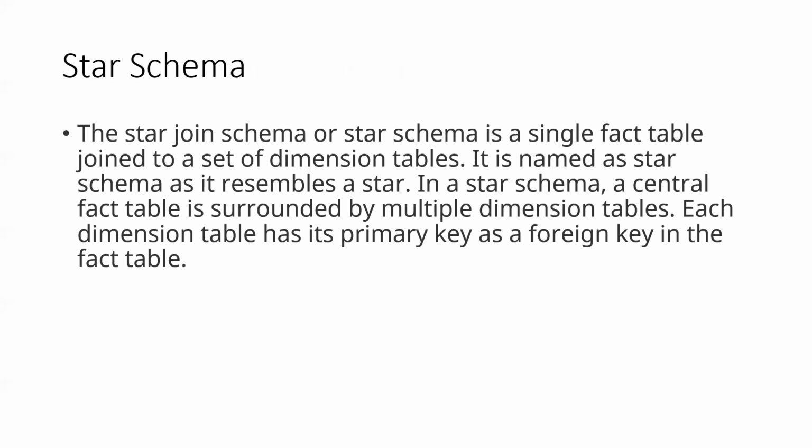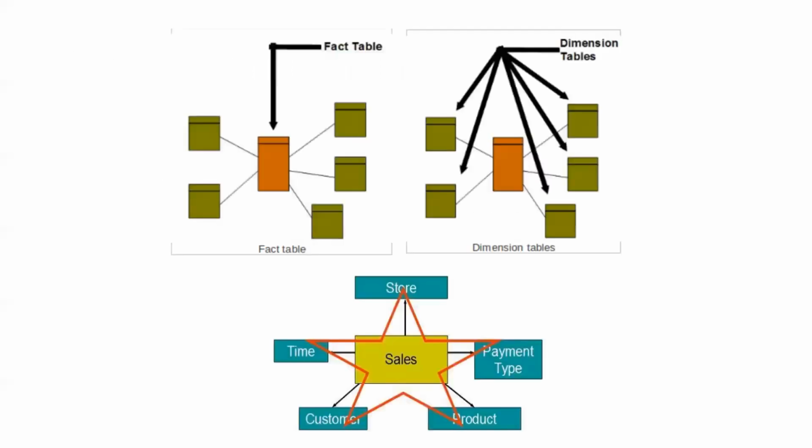Star, as per, let me show you a scenario. Star: there should be a single centralized fact table and all the dimensions should be around it this way, like the example that I provided earlier. The fact table should be the centralized one and the dimension tables should be surrounding it.